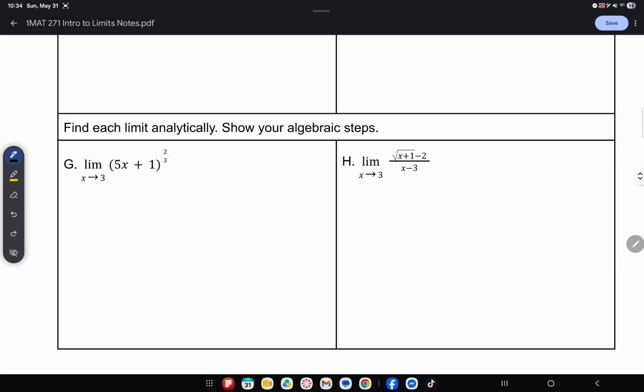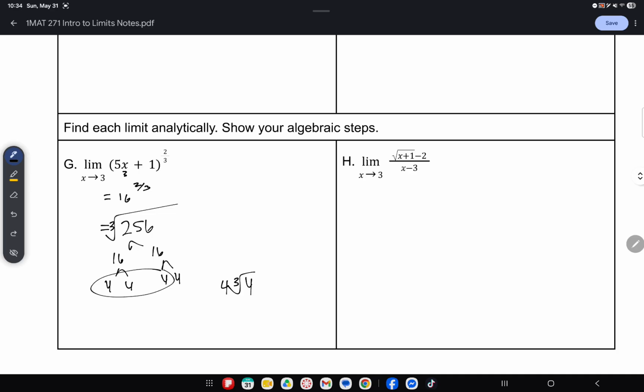All right, let's see if we can substitute in. So if I plug in 3, 15 plus 1 is 16 to the 2/3. 16 squared is 256, and then we want the cube root, and let's try and simplify. So I know that that's 16 and 16, and that's 4, 4, 4, and 4. Take it out in groups of 3, so that's 4 cube root of 4.